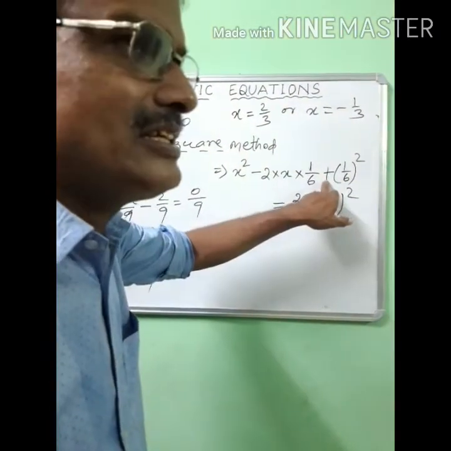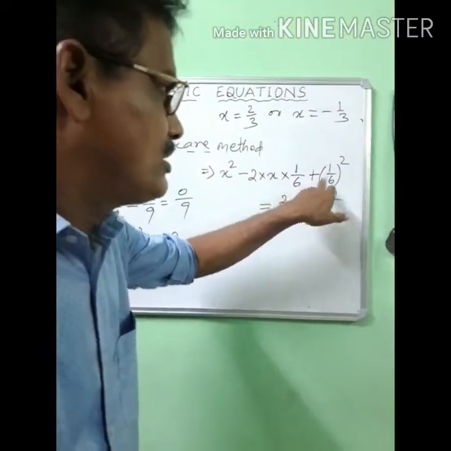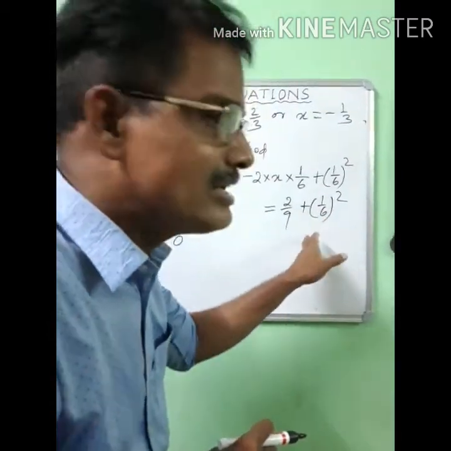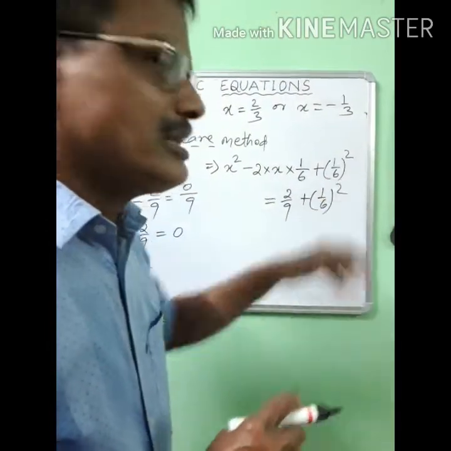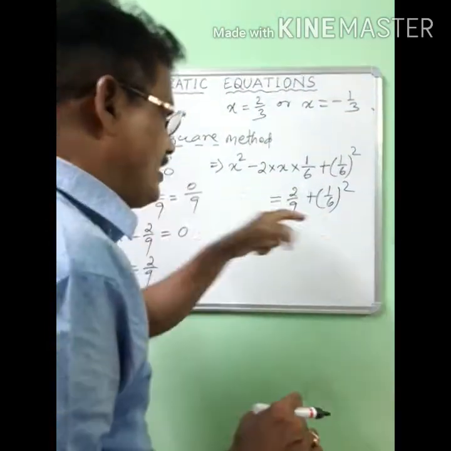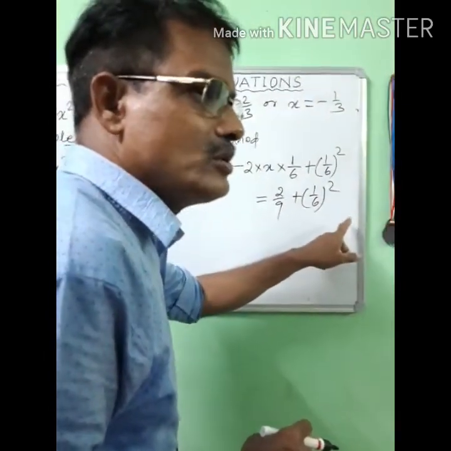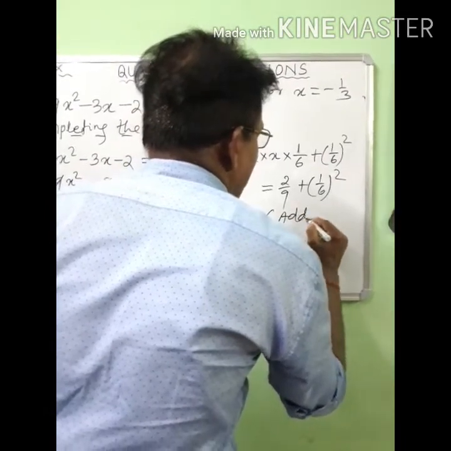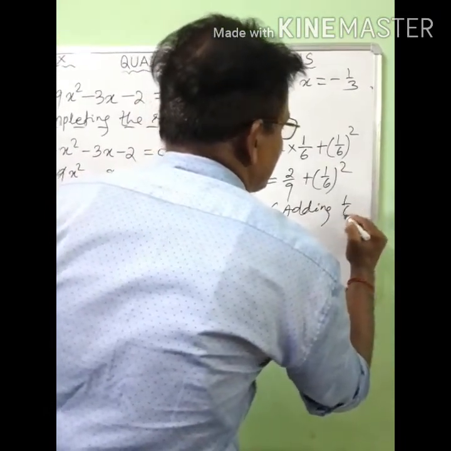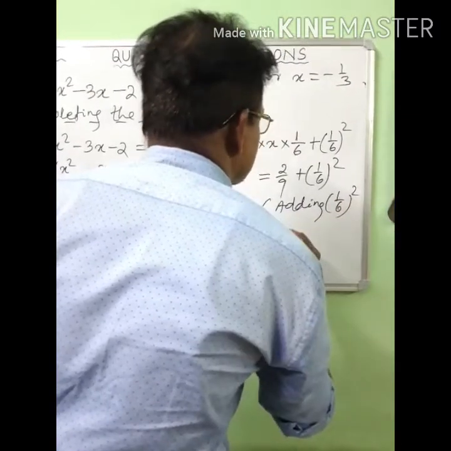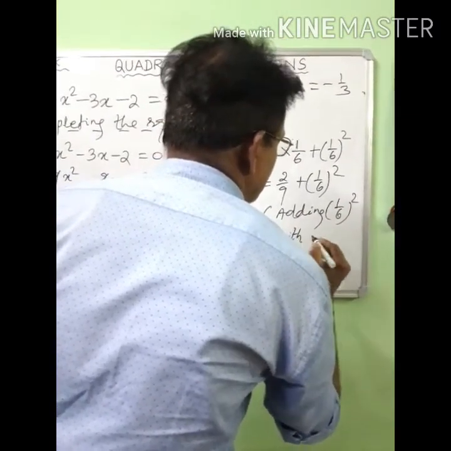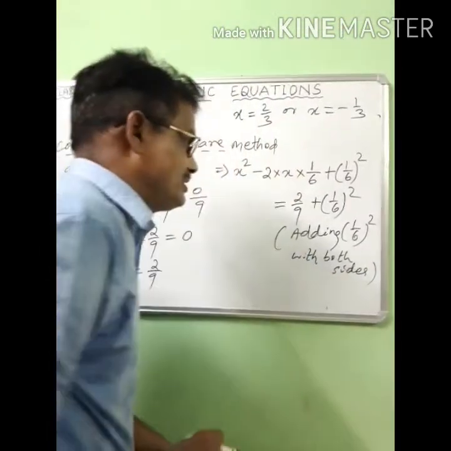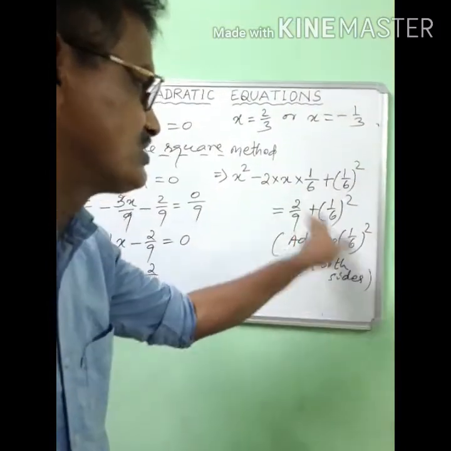Because in the left side we added 1 by 6 whole square, so we have to also add 1 by 6 whole square on the right side also. So adding 1 by 6 whole square to both sides. Okay. Clear?